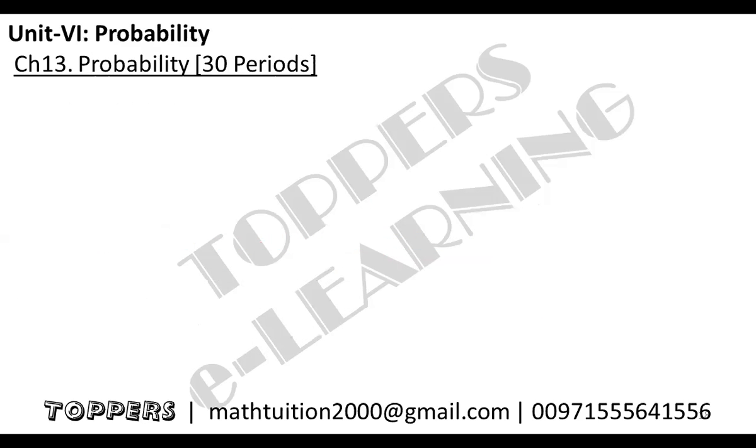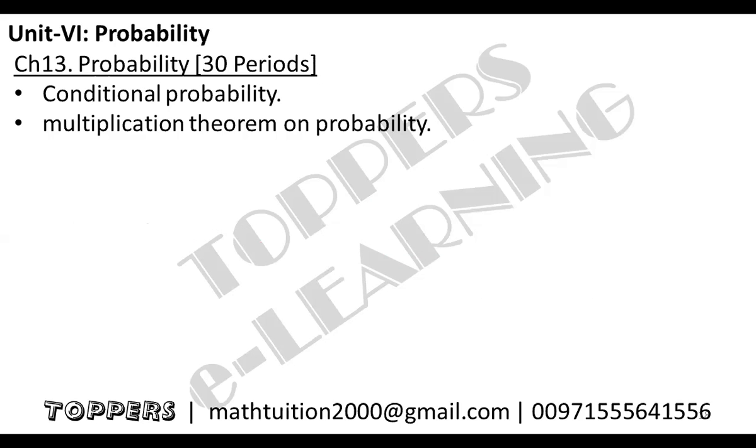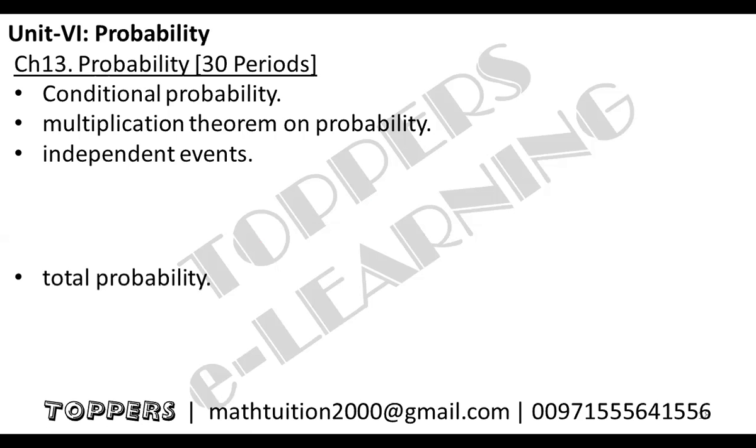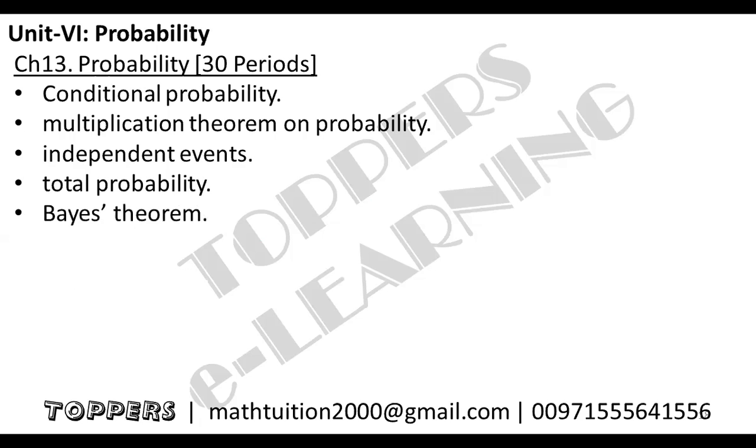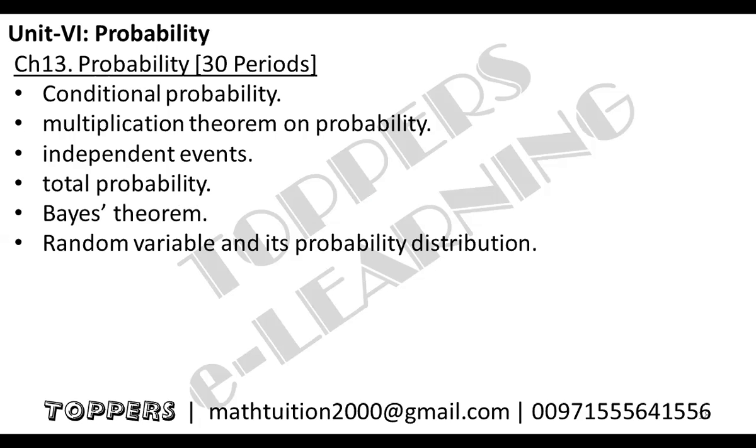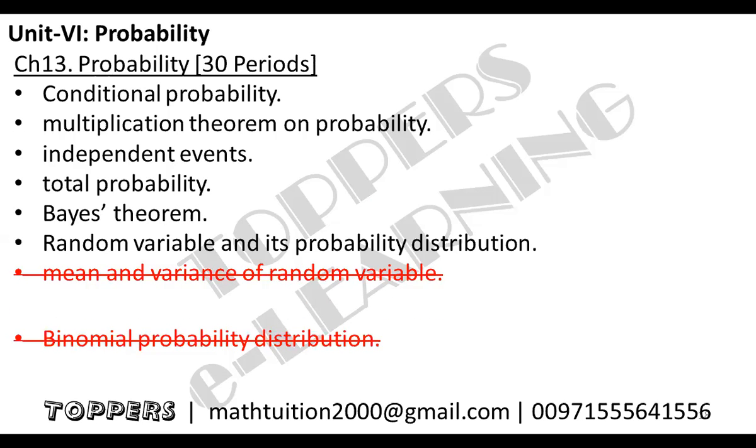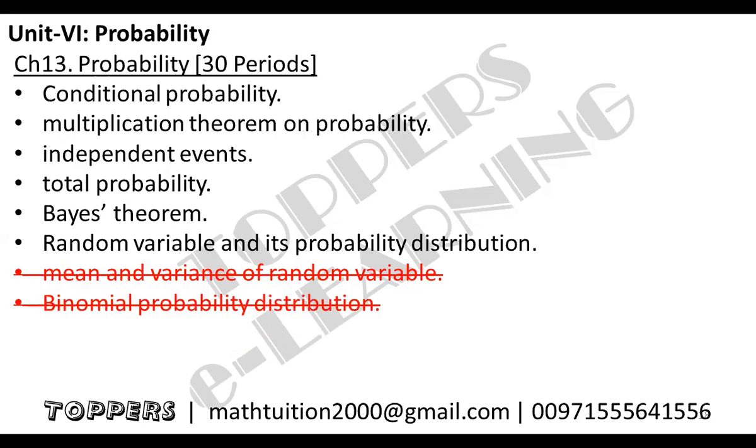Probability, chapter 13. Conditional probability is there. Multiplication theorem on probability, independent events, total probability are there. Bayes theorem is there. Random variable and its probability distribution is there, but mean and variance of random variable is reduced. Binomial probability distribution is also reduced. Okay, so a lot of portions, almost 1/3 is reduced.